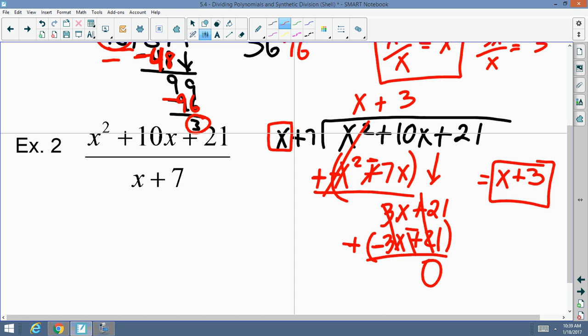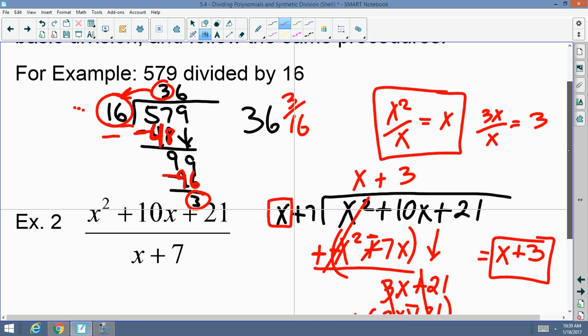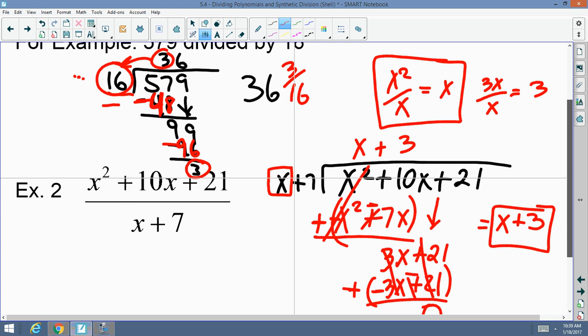No, there's no other way to do this. It's not like you can have an either or. It's not like you can say, oh, let me divide x plus 7 into x squared, then into 10x, and then into 21. No, that's not going to happen. You cannot do that. This is a different procedure. Okay? Let's do another one.